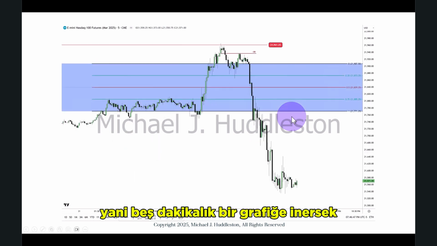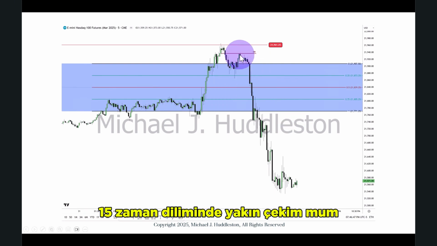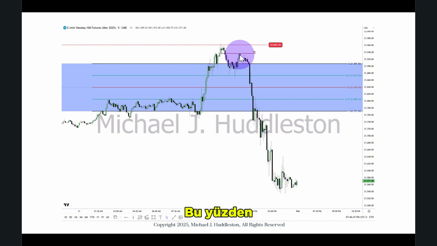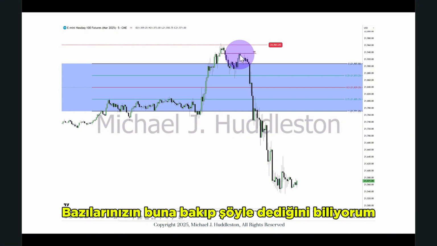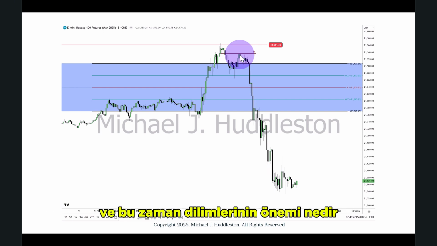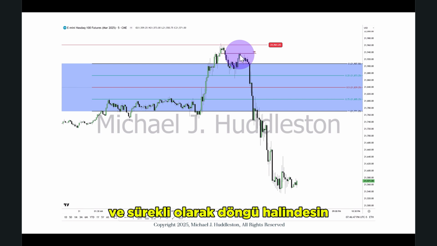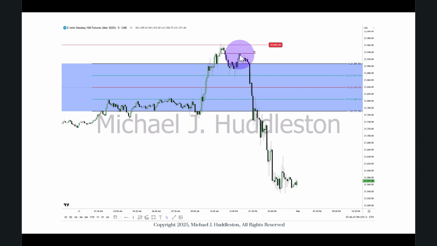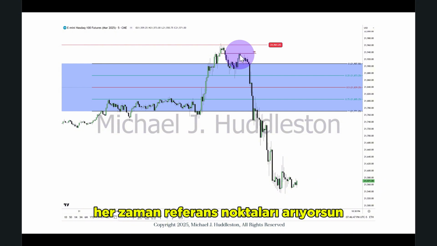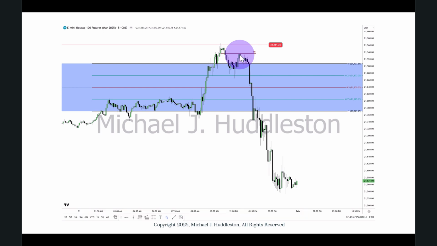So if we drop down into a 5-minute chart, you can see how price slams up into that last up-close candle on the 15-minute time frame. I already know some of you are saying, how do you know when to look at this candlestick and what's this time frame's importance right now? That is the price delivery continuum, meaning that you go from a top-down approach to a lower time frame, and you're constantly cycling through. You're always looking for points of reference that will meet the expectations your trade idea, your bias, or draw on liquidity introduces.